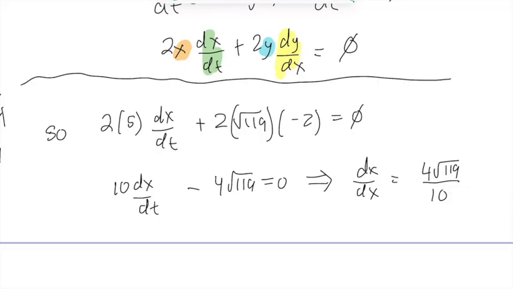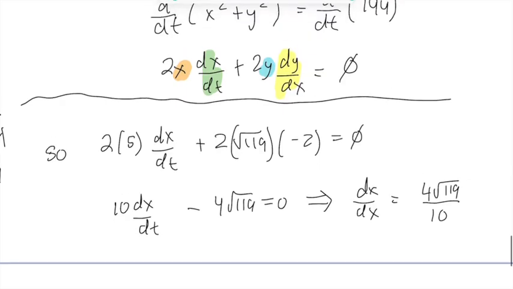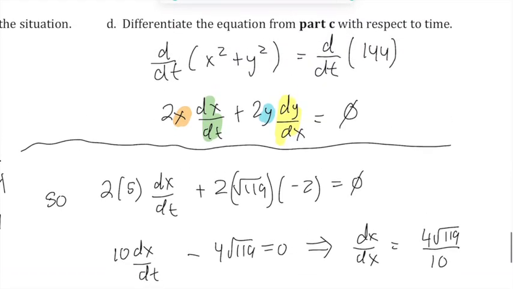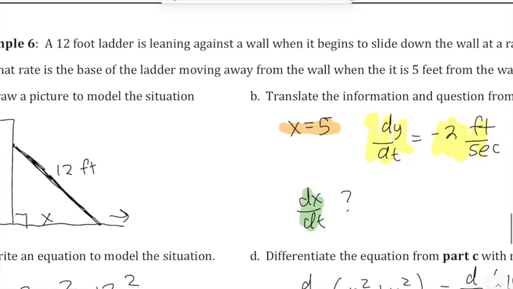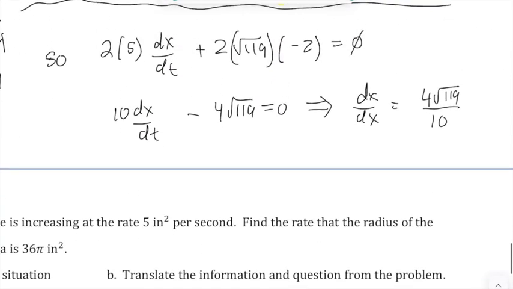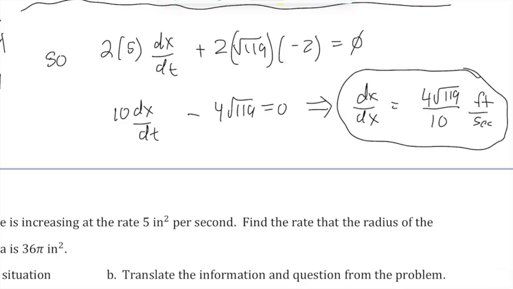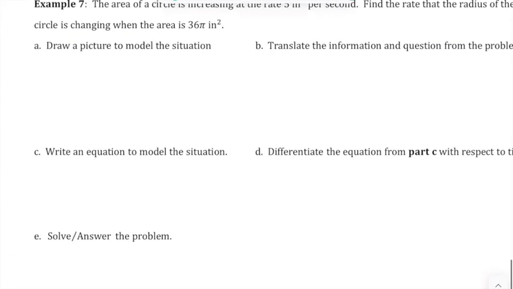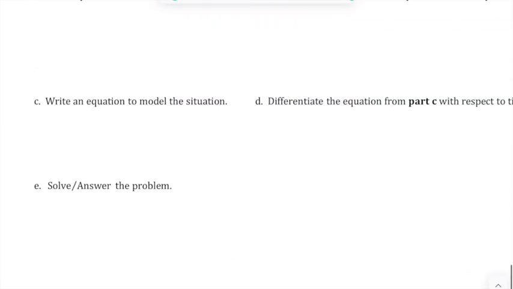And we need to know the units. The units are going to be in feet, I think it's feet. Yeah, so we're in feet per second. And again, I always do this. That is dx/dt. And there you go. So there's example 6. So we're going to do this 2 more times.